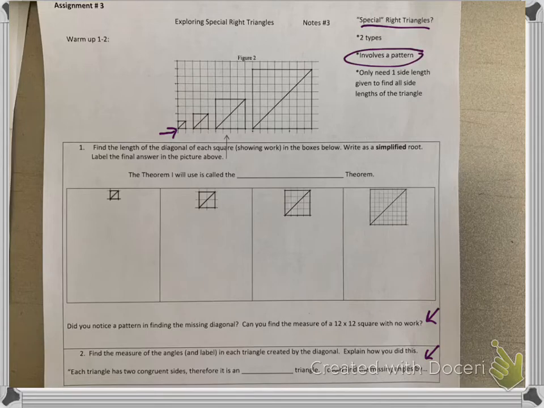So if you want to stop the tape and try the warm-up and then restart the tape to see if you got the same answer that I did. Here we go. So for this first smaller square, if I count the units, it's a 1 by 1. The next square over is a 2 by 2. The third square is a 4 by 4. And then the last square is an 8 by 8. So you'll notice that our goal is to find the diagonal of every single square.